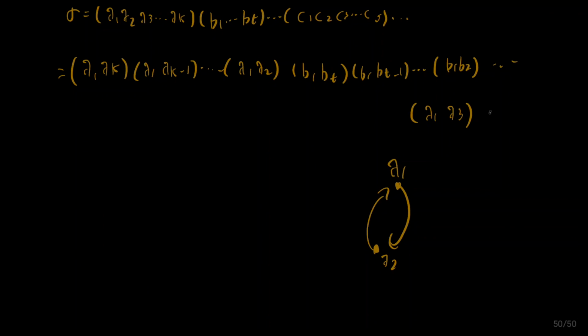They won't, so the order is important in this case. So we will take a1 a3, then a1 a2. So let's see what a1 a3 does. It maps a1 to a3.